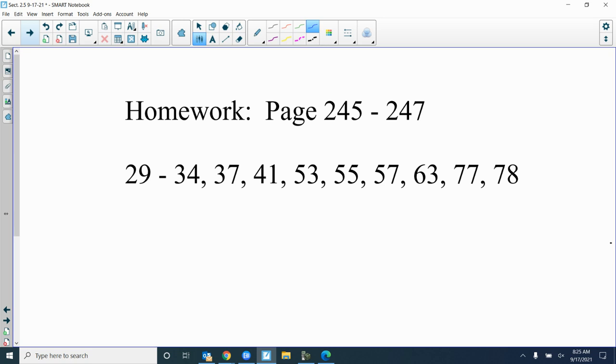Page 245 to 247. Some of this is just that increasing and decreasing, not bad. The difference quotient you really need to know how to do. If you're not getting those answers right, we've got to make sure we go over it. We will quiz after section 2.6, so probably Wednesday. I think it's Wednesday on Canvas. I'll have to double check.